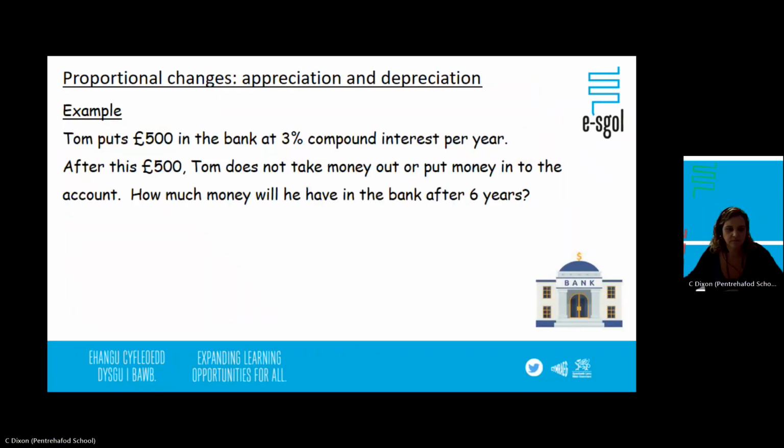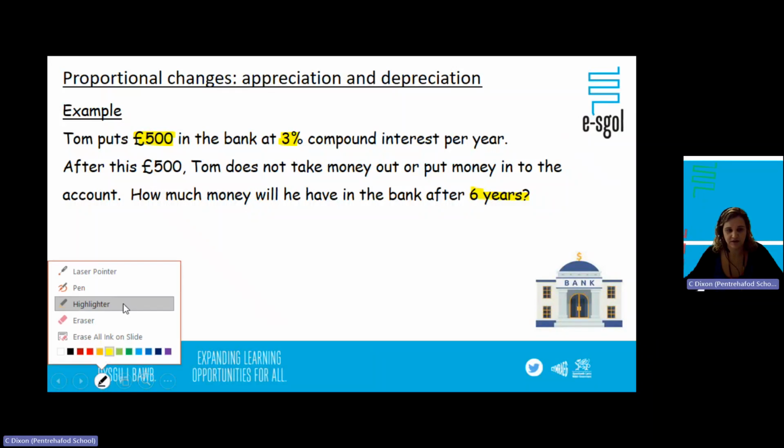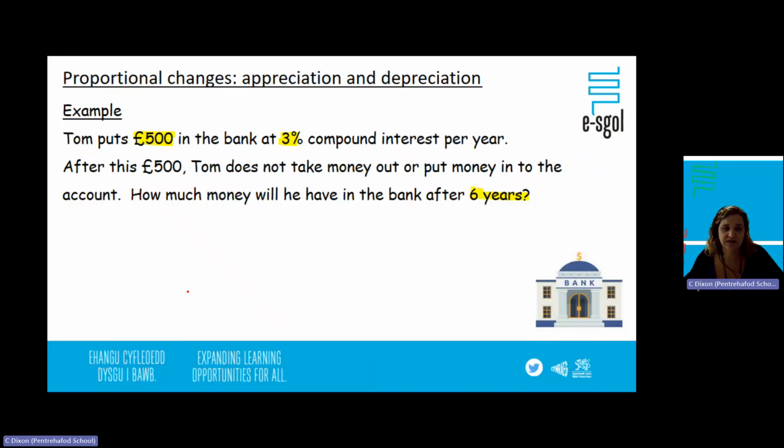So let me show you. Tom puts £500 in the bank. It's 3% compound interest per year. After this £500, Tom does not take any money out or put money into the account. How much money will he have in the bank after 6 years? Now if this was a non-calculator question, you would have to find 3% of 500, add it on for 1 year, and then repeat for the second year, third year, fourth year, fifth year, sixth year. So it would take you quite a long time. Using this method gets us straight to the answer, but we need our multiplier first.